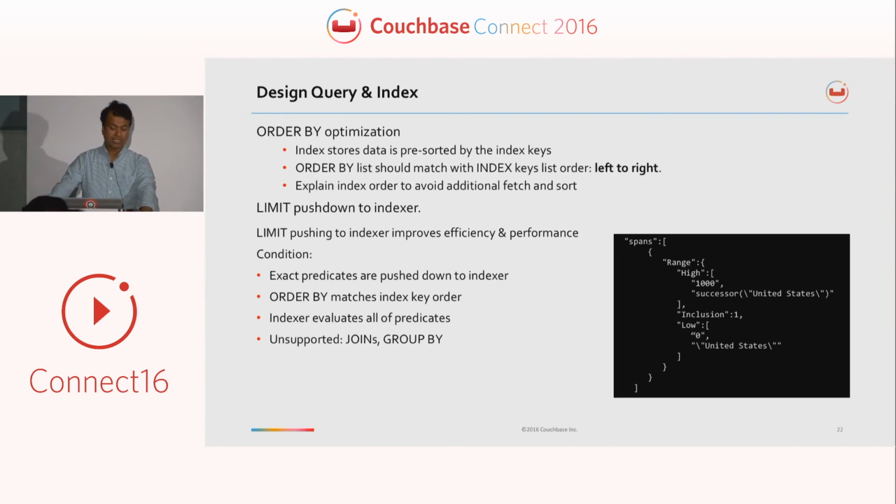Last but not the least, when we have the offset and limit, if all of the predicates are evaluated by the index, we can push down the limit processing to the indexer as well. So that way we don't need to fetch more data than required, right? So the indexer will return only the limited number of documents. So we get the results back to you.